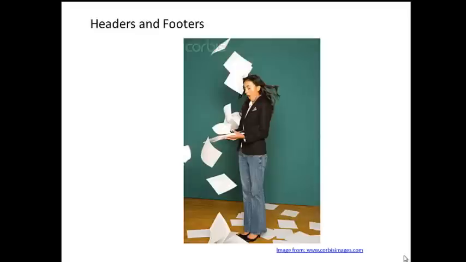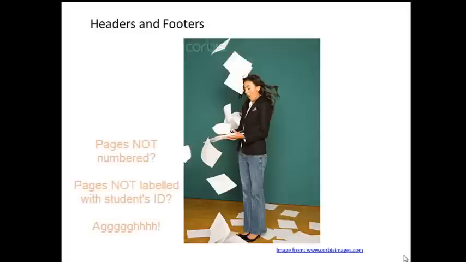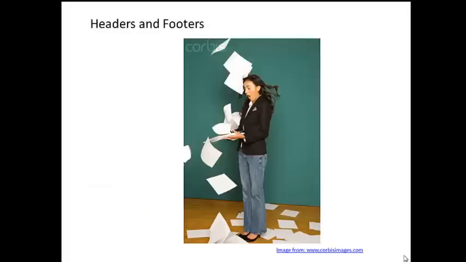Let's imagine that on their way back from the printer, the lecturer trips and half the papers fall. Now the lecturer has to sort through them and work out which paper belongs where. That's annoying, but imagine how annoying it's going to be if the individual pages aren't numbered and aren't labelled with the student's ID. So the lesson here is to use headers and footers. Put page numbers on the bottom of each page and your name and ID on a header at the top.